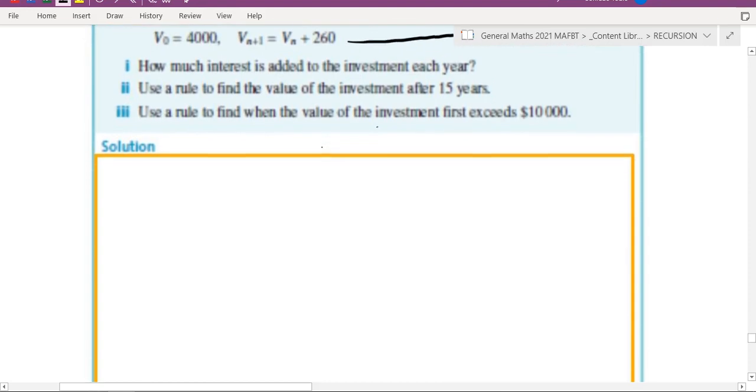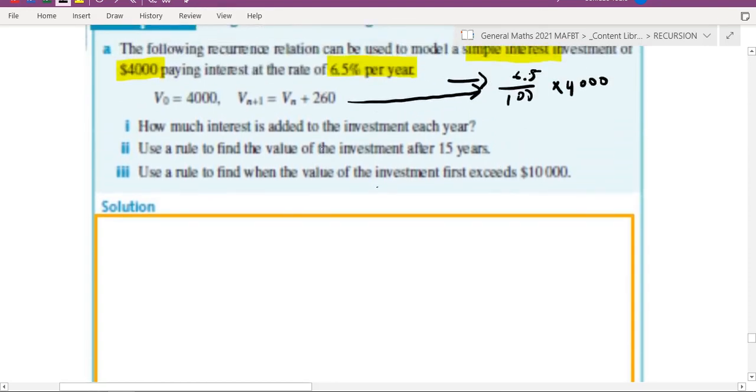How much interest is added to the investment each year? That's really easy. How much is it adding by each year? Easy. 260. Okay, so it's saying what's the common difference? How much is it adding each year?